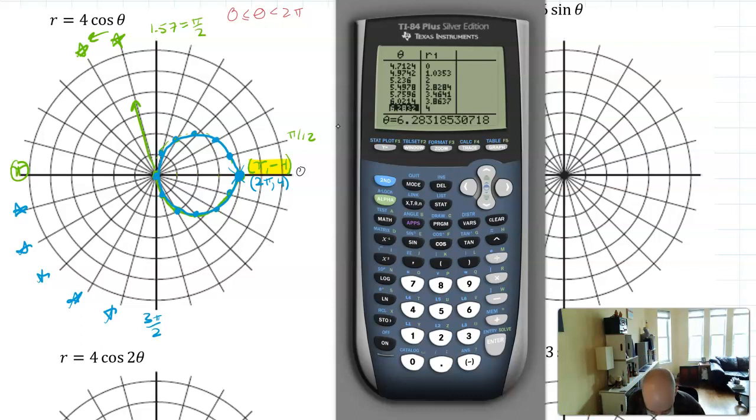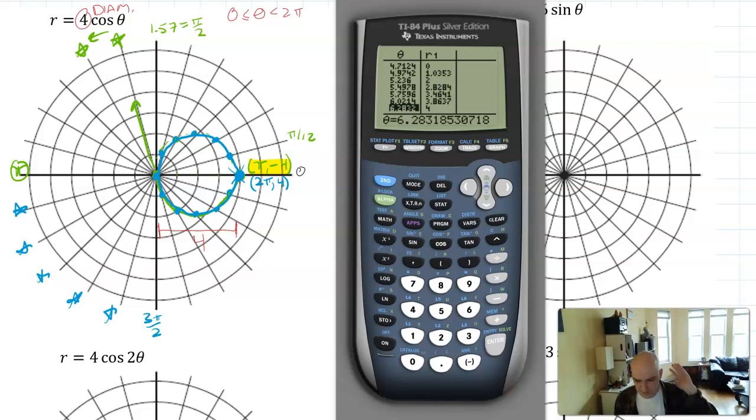But yeah, this is a circle, 4 cosine theta. Also, key observation, the radius of the circle is 2, but I usually think about it as going from 0 out to 4, so the diameter is 4 of the circle.